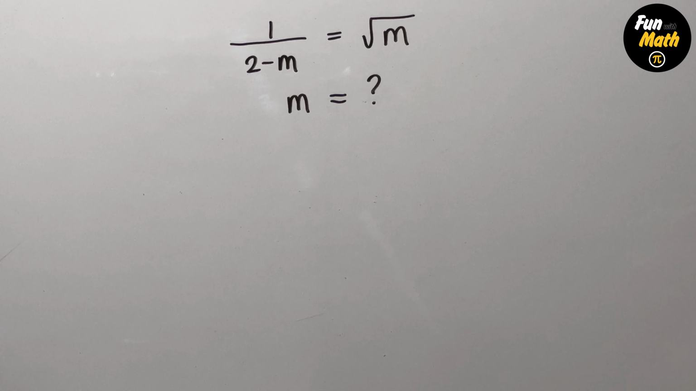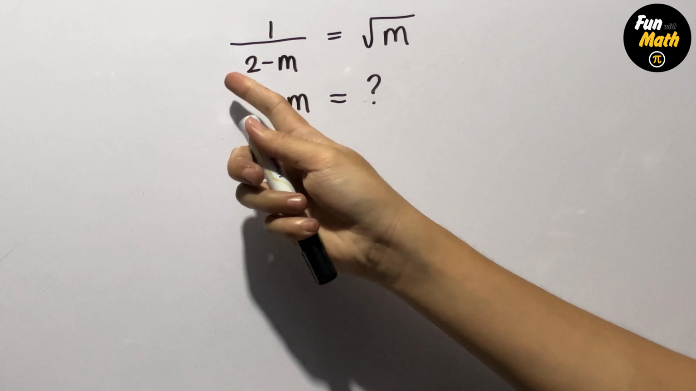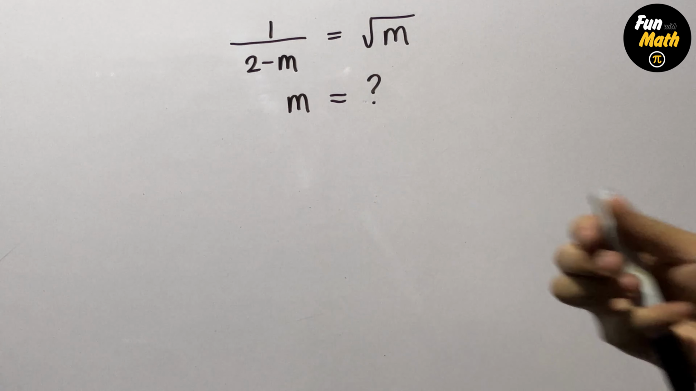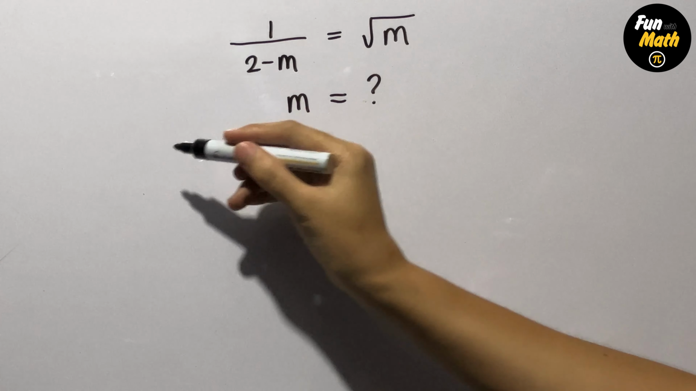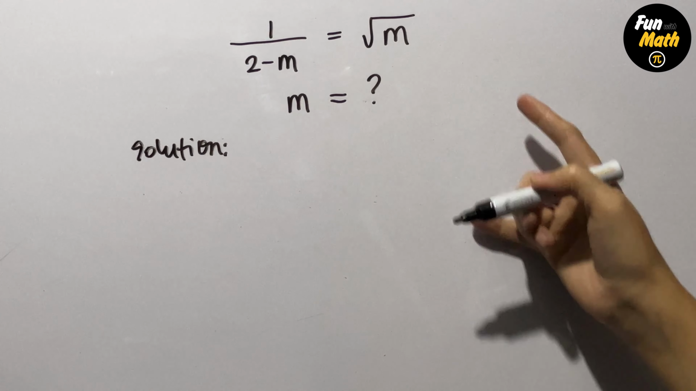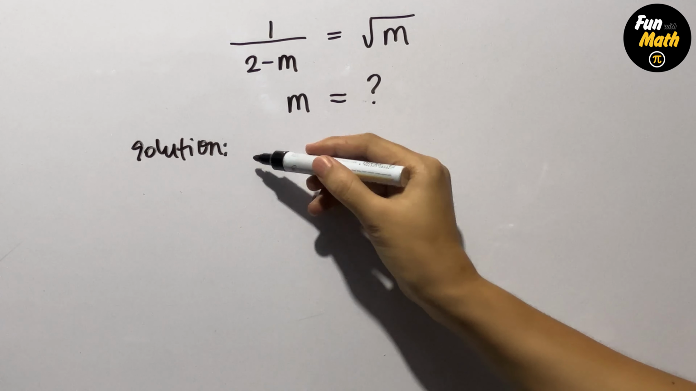Here's a nice problem. 1 over 2 minus m is equal to the square root of m. Find the value of m. Here's the solution. First, let's bring down the given equation.